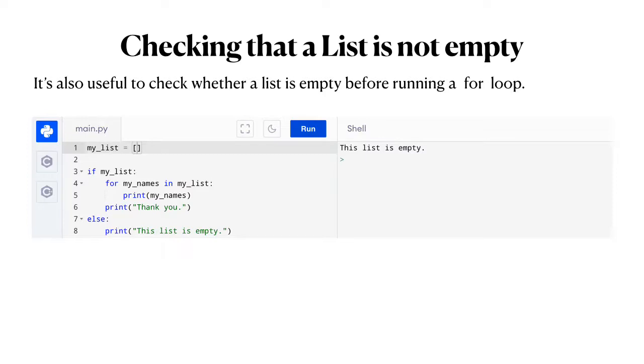Because in line number 1, I didn't put anything inside my list, it is really empty. After performing line number 3, Python saw that my list has no contents. It will perform line number 7, else, for which it will perform line number 8. This list is empty. That is what will appear in the output in our shell after executing the program.